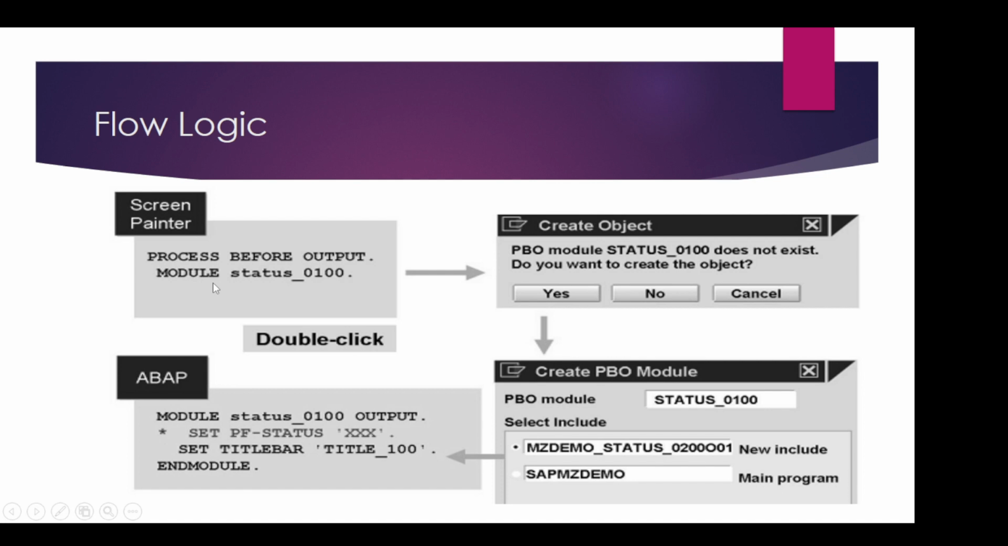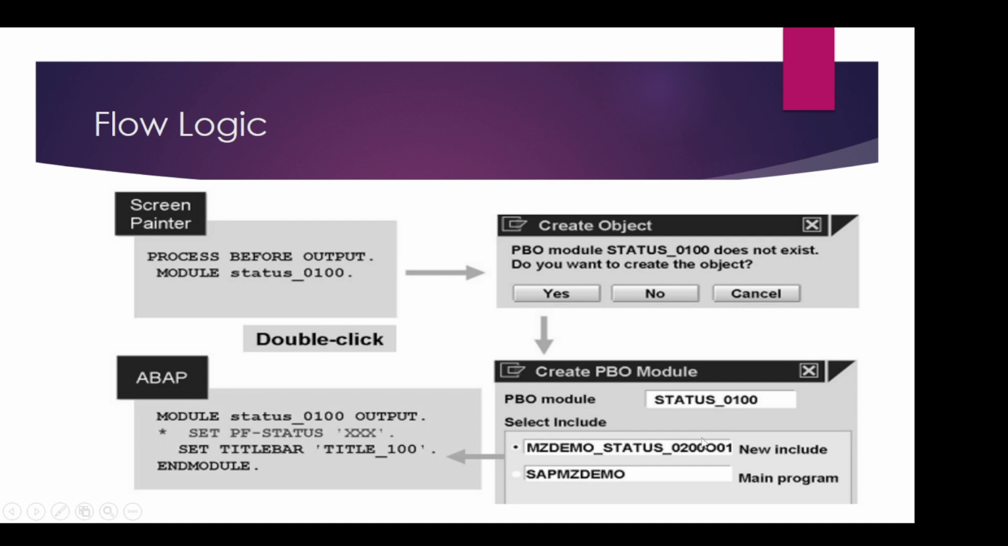In this screen we have module status 0100. The name of the module is status underscore 0100. When we double click on the status 0100, the system will say that this module does not exist. Do you want to create it? So obviously we have to choose the yes option. After that, the system will ask another thing about the include and about the main program.